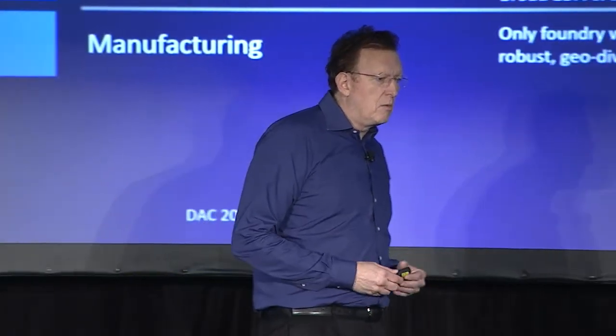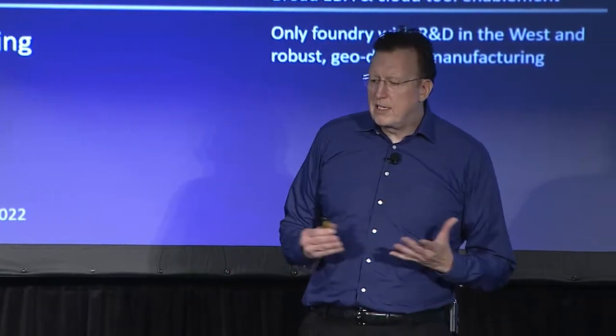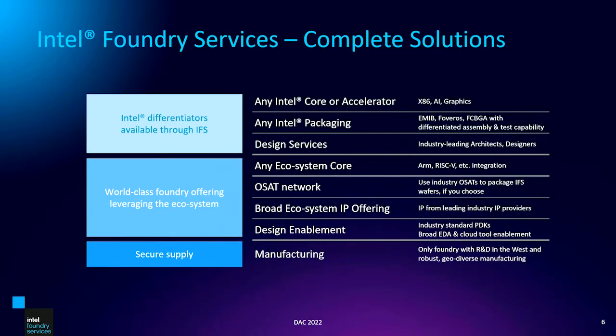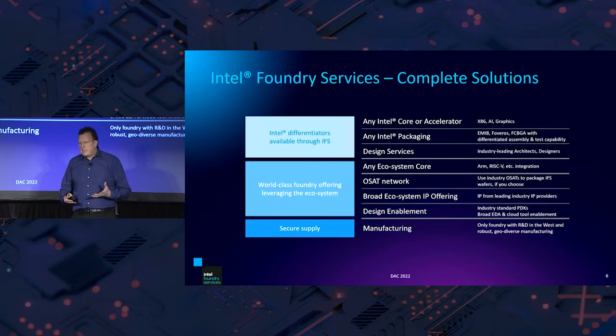As I mentioned earlier, we have this philosophy of any core or accelerator. So in this case, we have x86, AI, or graphics. Any Intel packaging. We've had leadership packaging technology such as EMIB and Foveros on the market since 2017, and we're now offering that out to the world. We have design services where we assist our customers with their designs, SoCs, to run on our Foundry. And we have a broad ecosystem IP offering. We have partners with Synopsys, Cadence, Siemens, you name it. There's a long list of 12,000 IPs in our portfolio, and we're very pleased to work with our partners to offer these IPs to our customers.